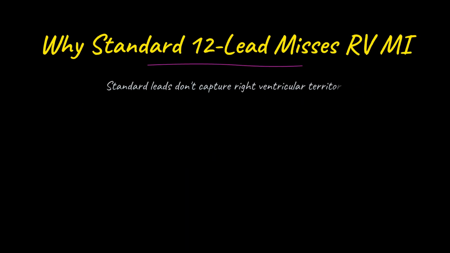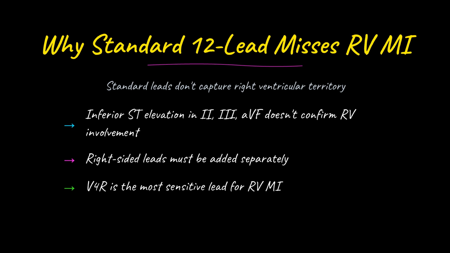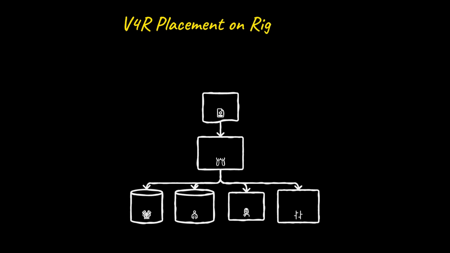The standard 12 lead simply doesn't include right ventricular leads. Inferior ST elevation alone cannot tell you whether the right ventricle is involved. You must add right-sided leads, and V4R, the single most sensitive lead, is your target. 1 millimeter or more of ST elevation in V4R during an acute inferior STEMI is diagnostic.